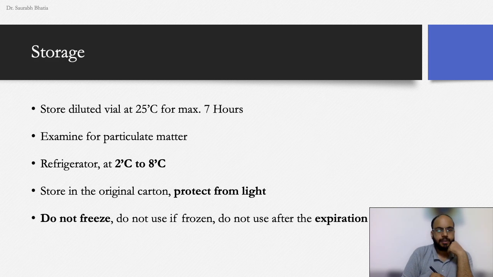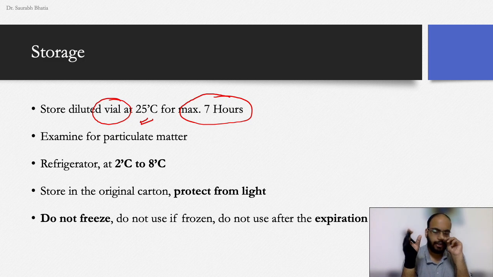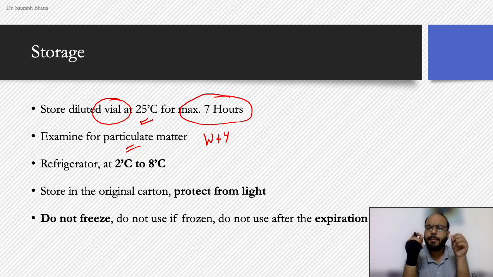Now storage. If you're using a vial, it has to be diluted with NS, and after dilution you can store it for a maximum of 7 hours at room temperature. And when we say room temperature, we mean 25 degrees Celsius, not like India where it can go to 35. So at 25 degrees Celsius, a diluted vial can be stored for 7 hours. You have to examine for particulate matter. Now remember that the ustekinumab vial can be white to yellow, and there can be slight particulate matter in that vial because it's a protein structure. But it should not be suspicious, so do not use a vial which has particulate matter.